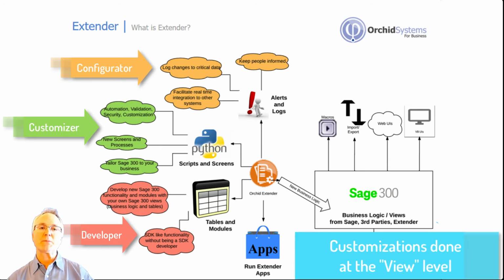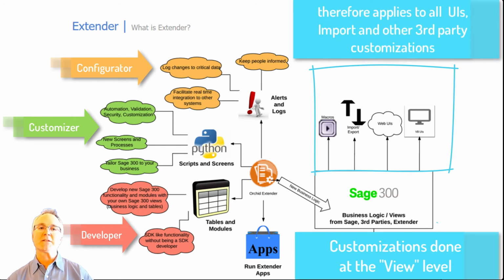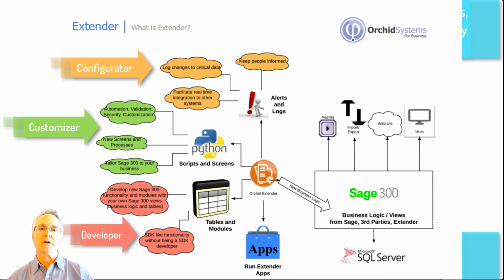Your local business partner or Orchid Systems themselves have the capability of extending Sage 300 through an application that develops SDK compliant, or software development kit compliant, modules and application services so that you can maintain the compatibility of your system as you upgrade to newer versions of Sage 300. This contrasts with customizations or macros that need to be updated or replaced every time you upgrade Sage 300.